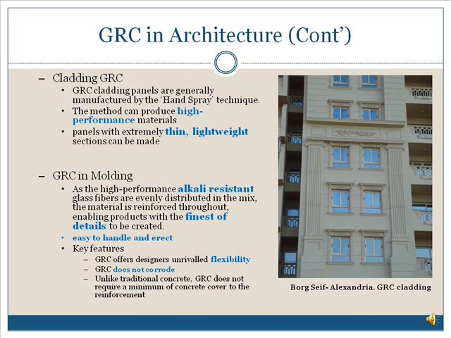Why GRC is used in cladding is because it provides very high performance and very thin and lightweight sections that can be used. GRC is also very good in molding because it's alkali resistant and it can be shaped into very fine details, and it's very easy to handle and direct. We have a picture here that shows Burg Saif in Alexandria with also GRC cladding, and as you can see, it has fine details with decoration.